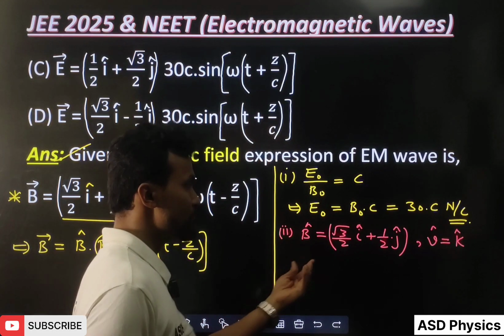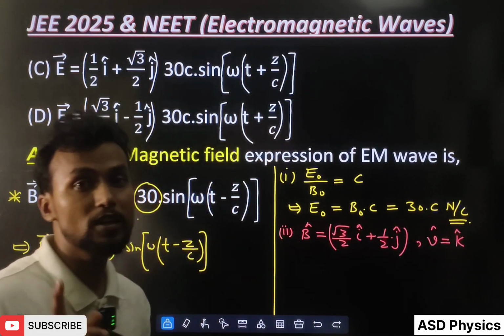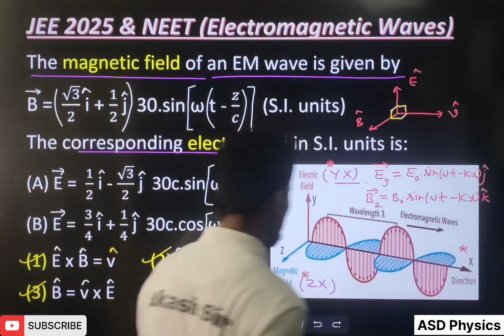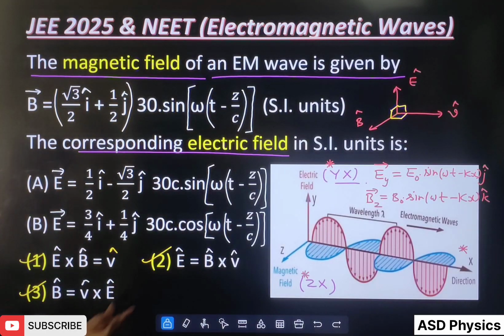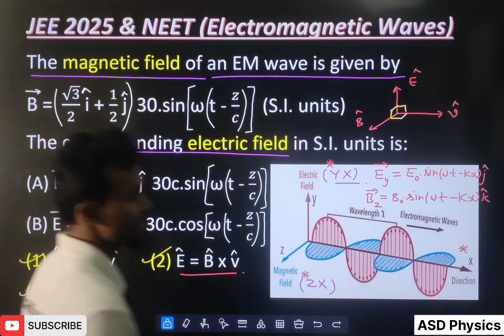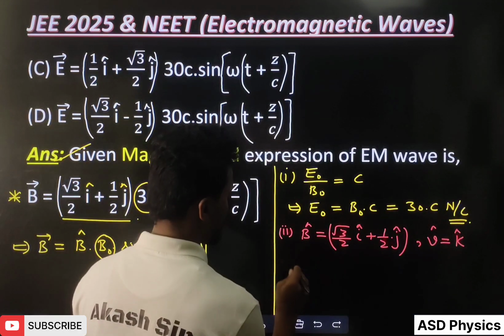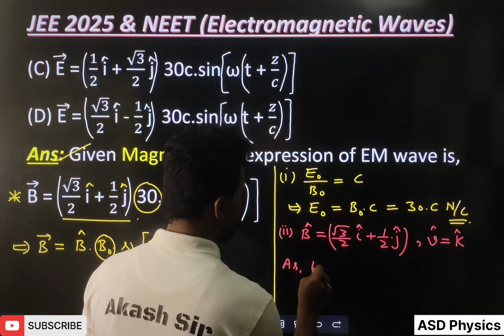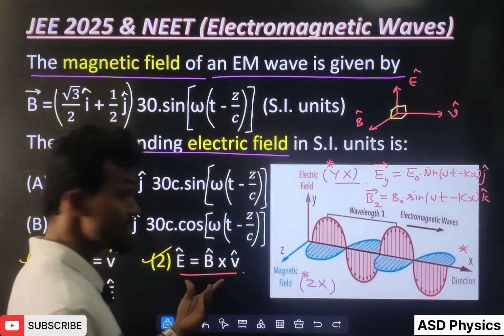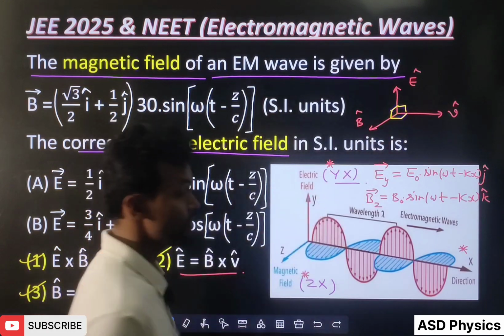Now, B cap we know, V cap we know. What we have to calculate? We have to calculate here the electric field direction. So which formula are we going to use here? As I have told you, E cap is equal to B cap cross V cap. This formula I will use here and I will get the direction. Can you see here? B cap cross V cap. This basic we are using here.